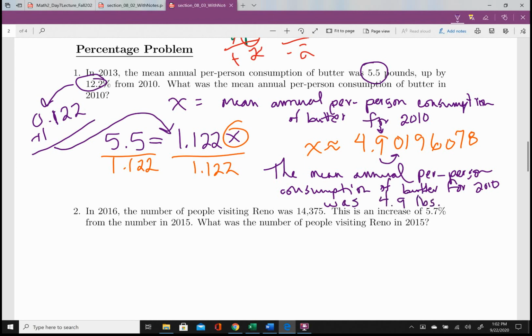Yikes. And why are we okay with it being less? Well, this 5.5 pounds in 2013 is supposed to be a 12.2% increase from what was going on in 2010. So we should expect the 2010 value to be less than the 2013.